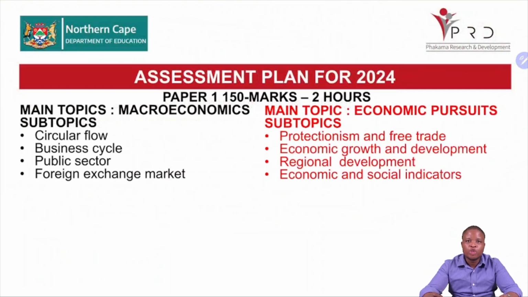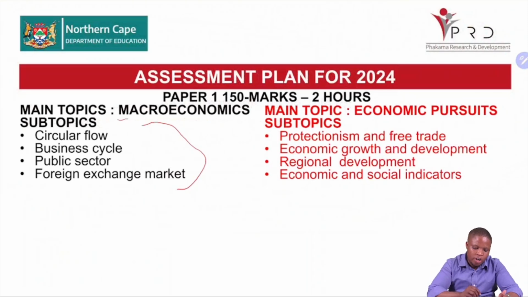So question 2 will be your macroeconomics out of 40 marks. If you are specializing and you understand macroeconomics, your game plan is to answer questions 2 and 4, because 4 is again a mixture of macroeconomics and the economic pursuit. If you understand the economic pursuit more, then in section B you are answering 3 and 4. And then you have section C, where you have question 5.